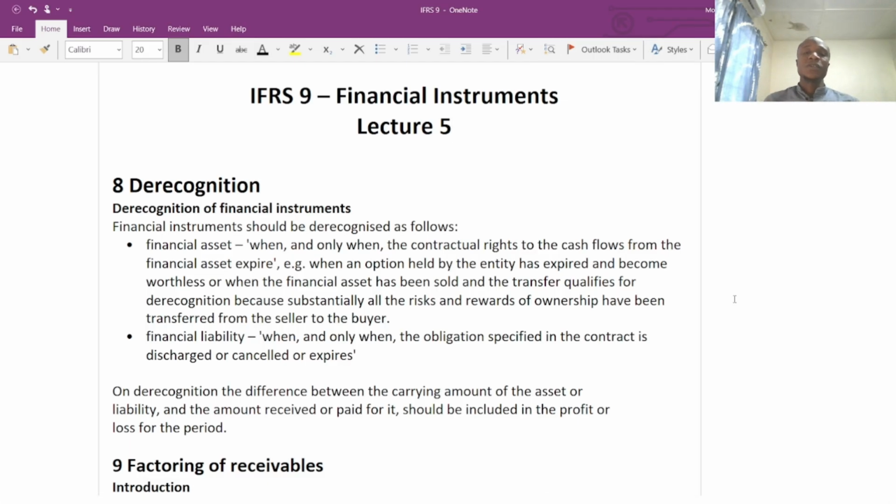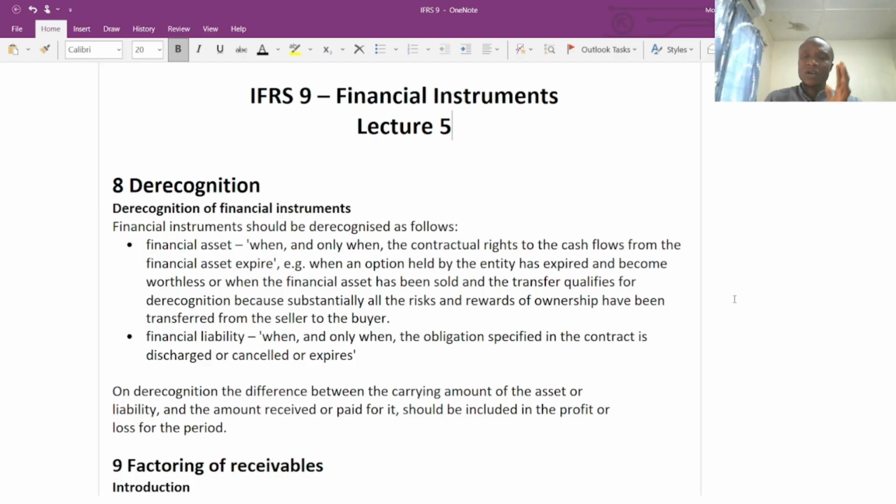Today, we are going to complete IFRS 9 financial instruments. We are going to look at the derecognition of financial instruments, the removal of financial assets or financial liability in the financial statement. Also, we are going to look at the concept of factoring. How are we going to factor, or how are we going to sell our receivable balance to another party who is the factor?